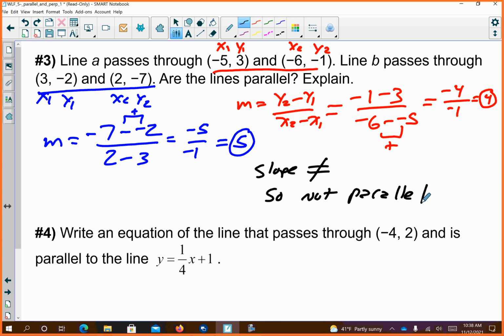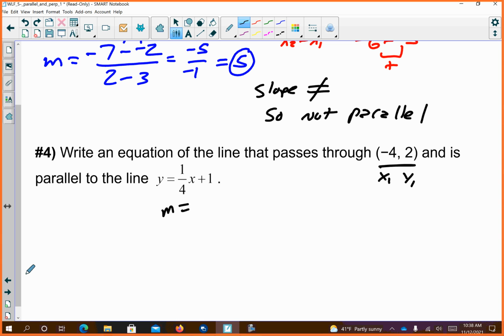Did my math do okay? Cool. Write an equation that passes through this point. So that's an x1 and a y1. And is parallel to this line. What's the slope of this line right here? What's the slope of that? 1 over 4. Very good.